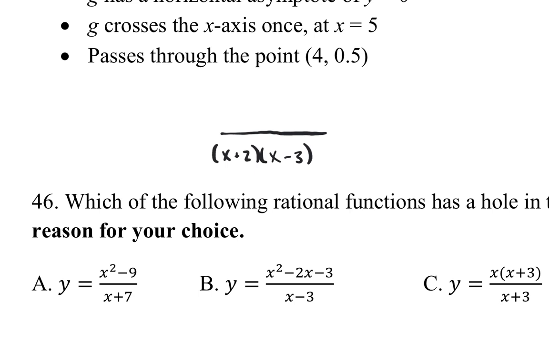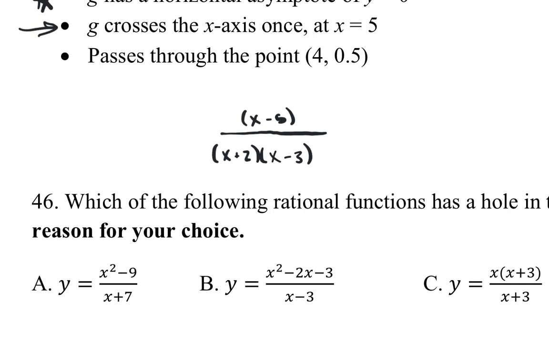Now, we also want a horizontal asymptote of y equals 0. I'm going to come back to that. Here, though, this is going to mean that we have exactly one zero, and that's going to be at x equals 5. Or sorry, x equals 5, which means that we'll have x minus 5 in our numerator.